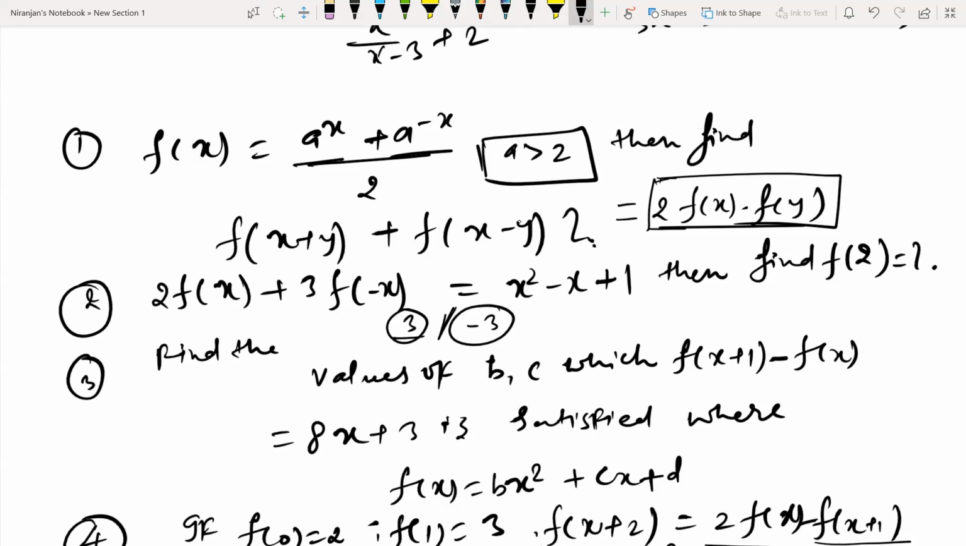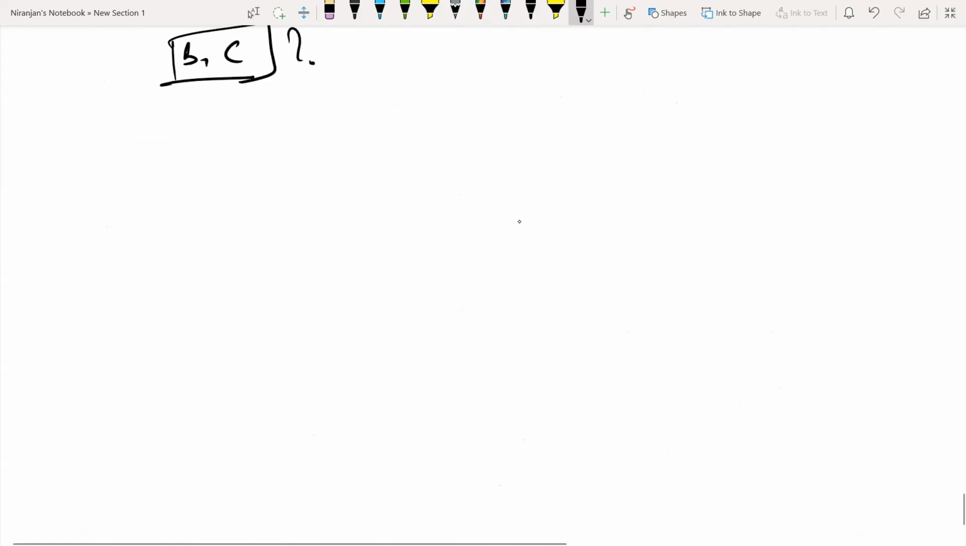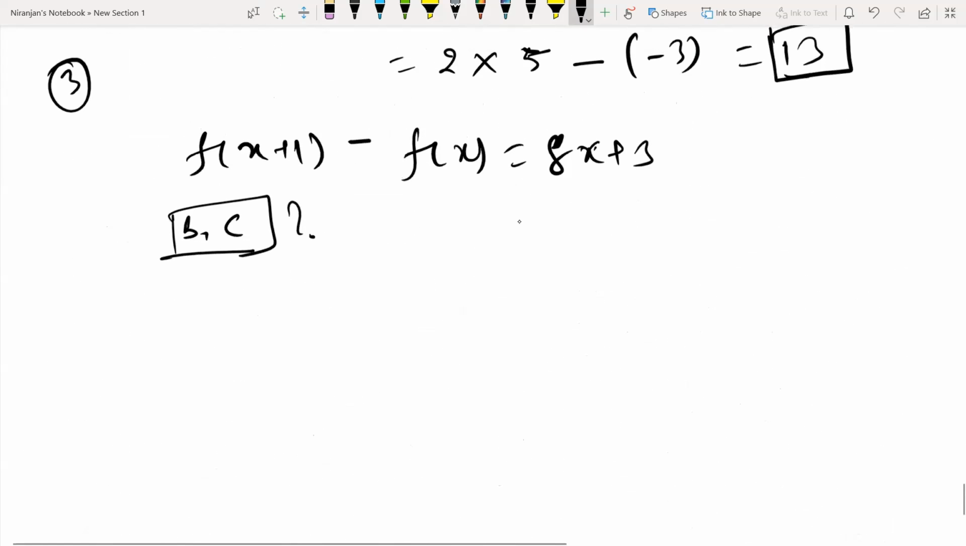B is equal to 4. Yeah, I have got 4. Okay. C will be -1. Just give me a second. You are doing it on copy. Yes, sir. C equals -1 and B equals 4. Yeah, it is.